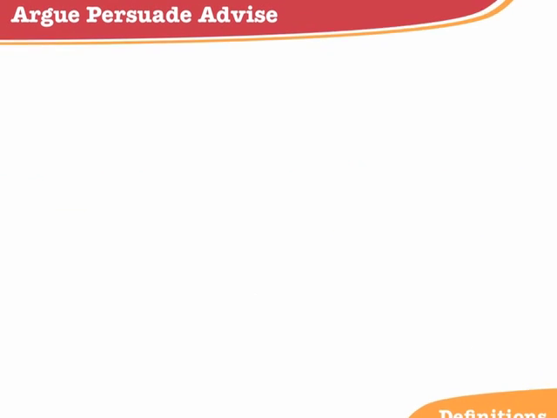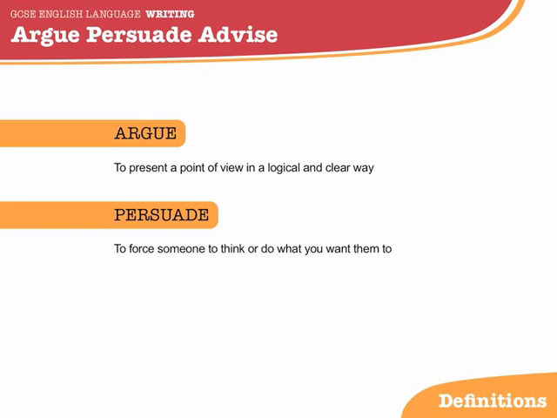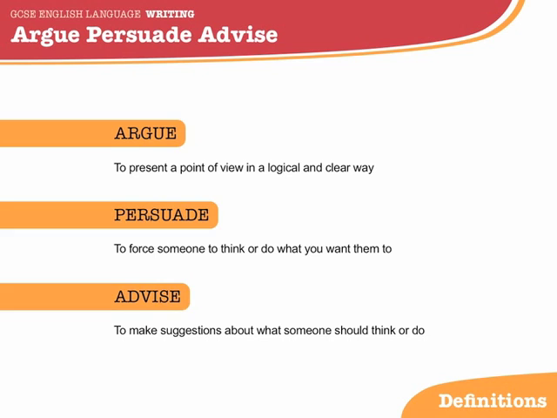Let's start with some straightforward definitions. Argue means to present a point of view in a logical and clear way. The second term, persuade, is slightly stronger and means to force someone to think or do what you want them to. Thirdly, advise means to make suggestions about what someone should think or do.